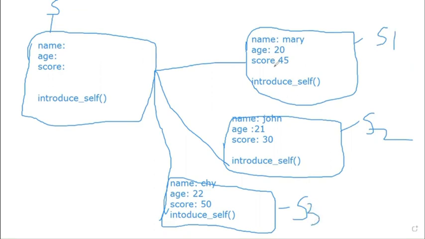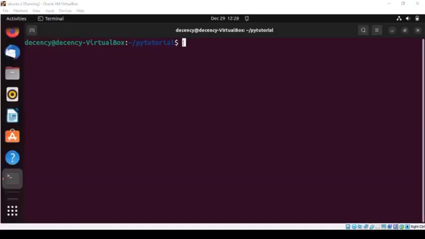So I want a situation where if a student scores above 40%, then I will print that the student passed. Then if the student score is below 40%, then the student failed. So in this tutorial, I'm going to give you guys an example. So let me go to my Linux. So let's create a file. Let's name our file class.py.